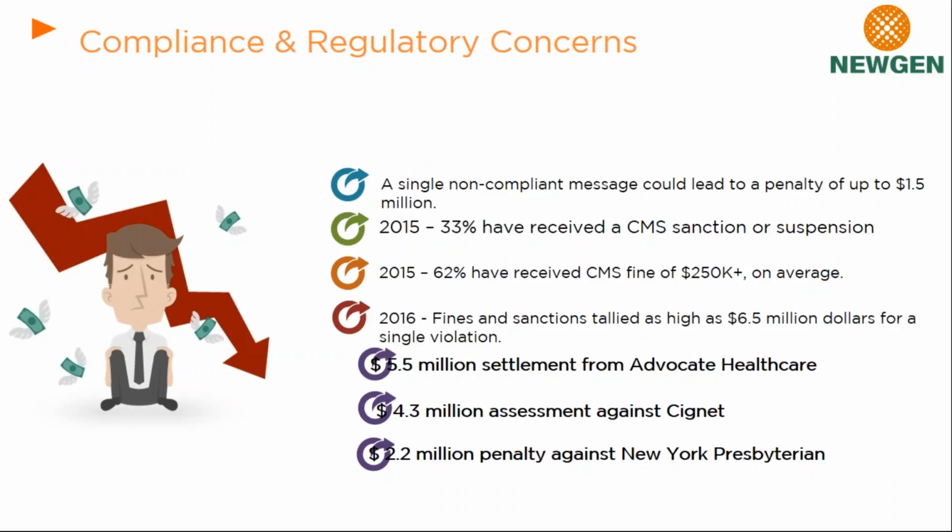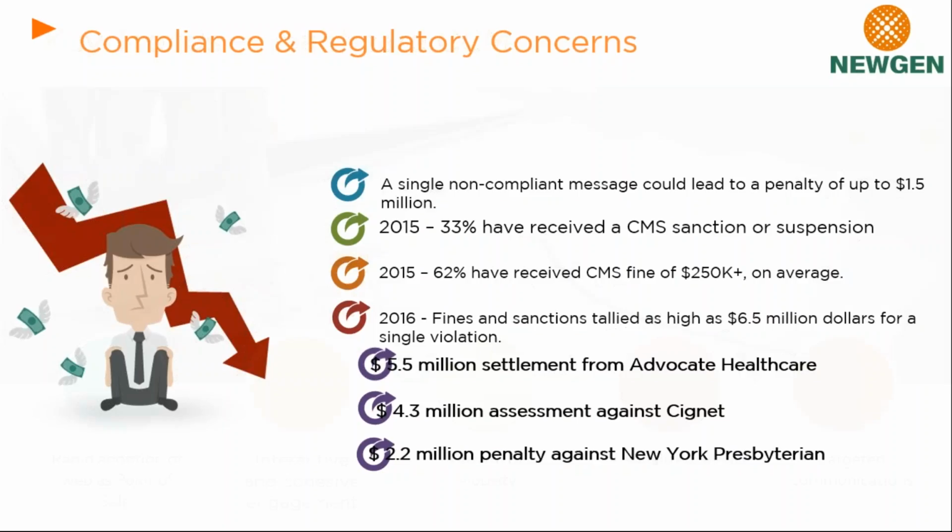In 2016, fines and sanctions related to HIPAA and HITECH law have been as high as $6.5 million for a single violation. Here I have listed a few examples: a $5.5 million settlement from Advocate Health, a $3.4 million assessment against Signet. So these are a few of the examples that we see every day.